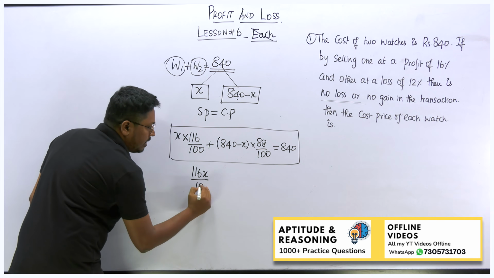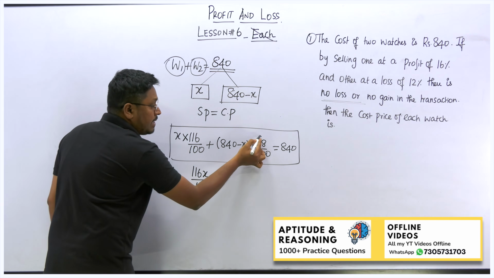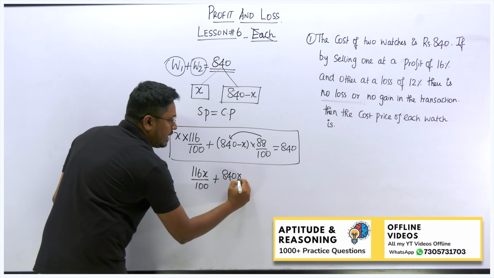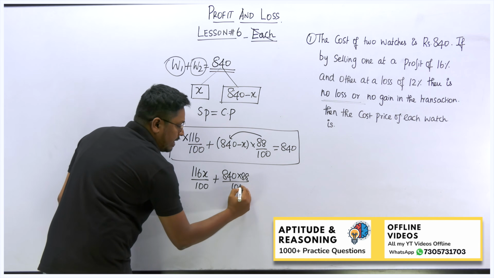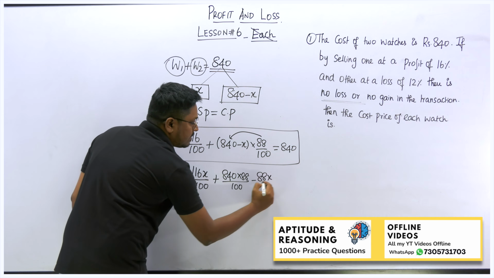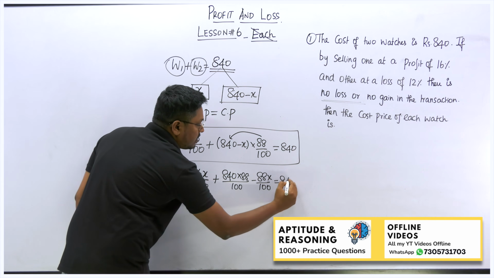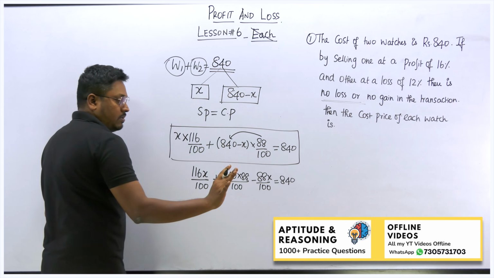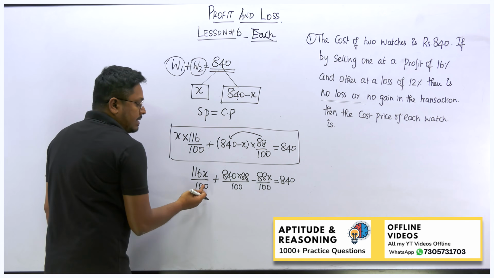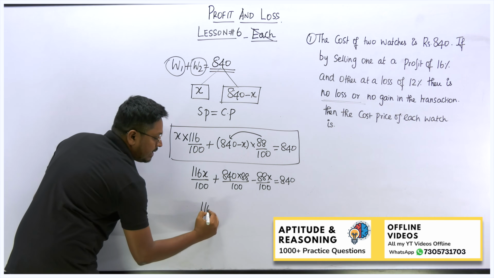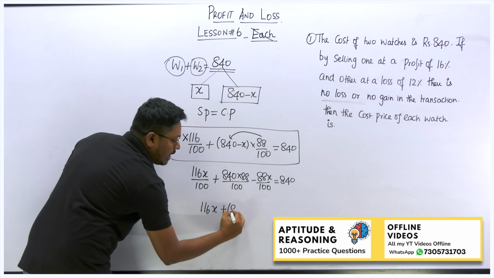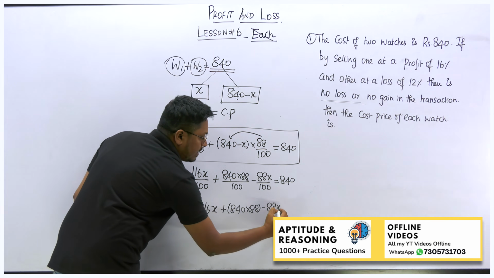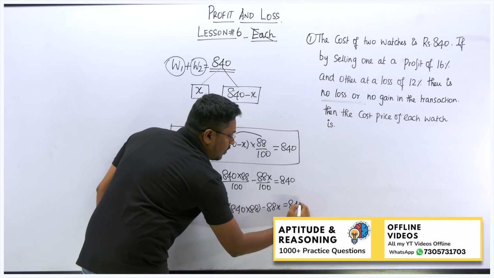116x divided by 100, plus, you don't want to multiply 88 into 840. Don't do that. Just keep the number as it is. 840 into 88 divided by 100 minus 88x by 100 is equal to 840. So friends, understood? Do not multiply 840 into 88 and write the numbers. Not required. So now take LCM as 100. So 116x plus 840 into 88 minus 88x is equal to 840 into 100.